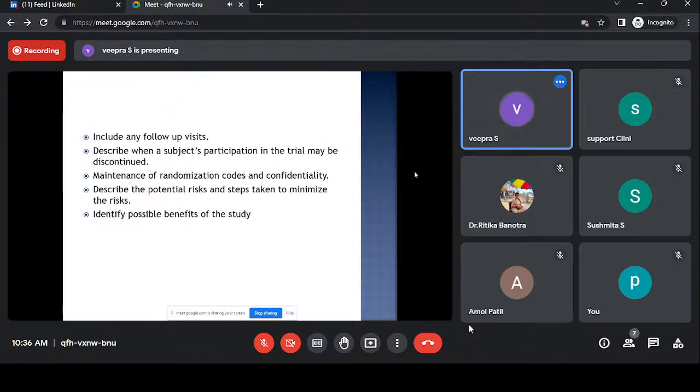Then when our study participant is included in the trial, due to anything we may discontinue the subject from the trial, maybe the subject on choice, or otherwise the investigator may withdraw the patient due to anything, so that reason should also be included. Then how they will maintain the randomization code and confidentiality, what steps are involved to minimize the risk to the trial subject, and whether there is any possible benefit for trial participation, related information we can also see here in the sections.